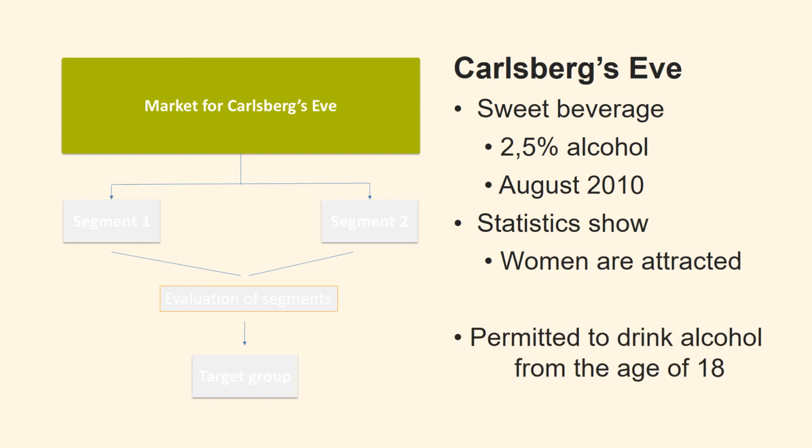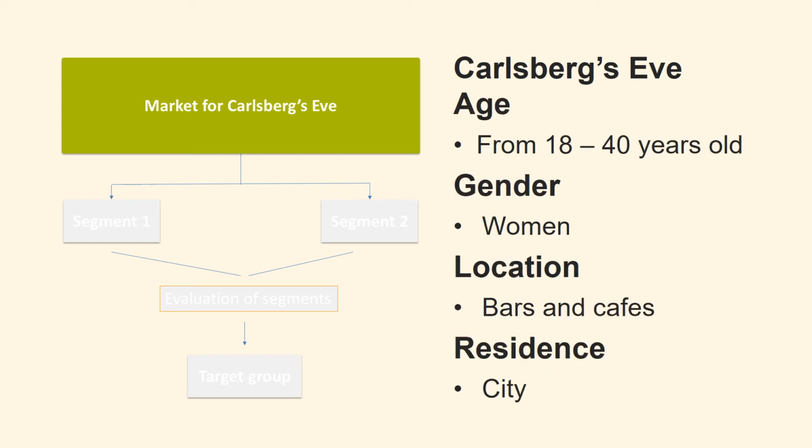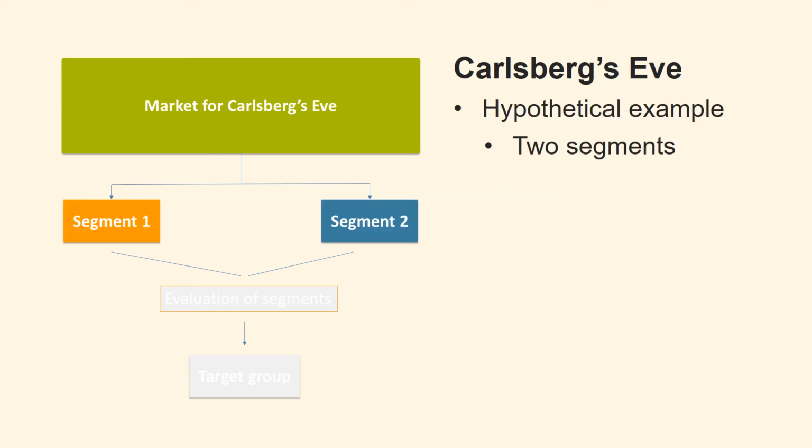Both sexes are permitted to drink alcohol from the age of 18 in Denmark. The age range is from 18 years old and up to 40 years old. Carlsberg has planned to introduce Eve in bars and cafes. The women are residents of the cities, as bars and cafes are located in the city. In this hypothetical example, Carlsberg ends up with 2 interesting segments.